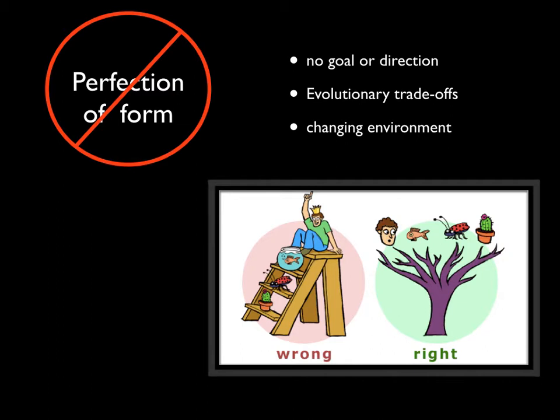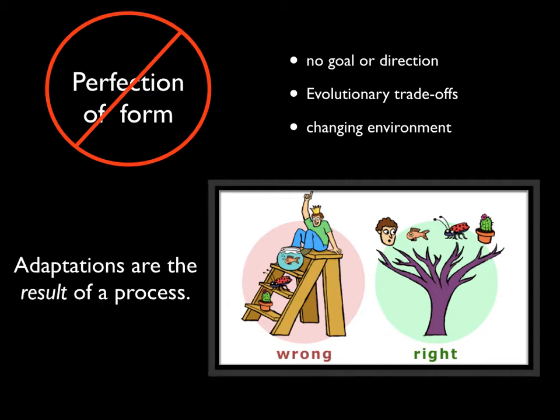Also, with all of the evolutionary trade-offs that occur, it's very difficult to achieve whatever one would define as perfection of form. Pigs won't fly. There's too many constraints occurring. And we also don't know how the environment will change, and the traits that make individuals successful are dependent on the problems that they have to solve in their environment. So remember, adaptations are always the result of a process, not the end goal.